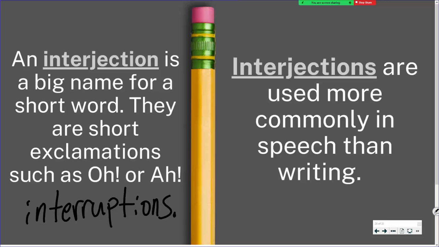If two people are having a conversation, you can interject by putting your words in there, right? So when you interject, you interrupt. It's a similar meaning as that. So that's literally what an interjection is. It's an exclamation, and that's why it has the exclamation point on the end of it, but not always, as we'll see in a second.